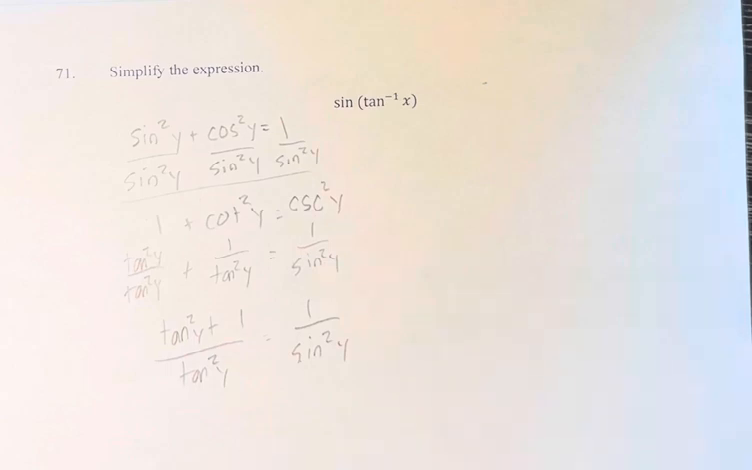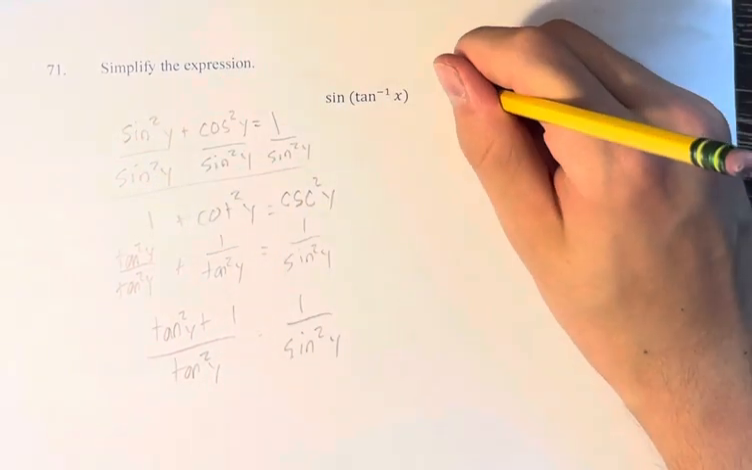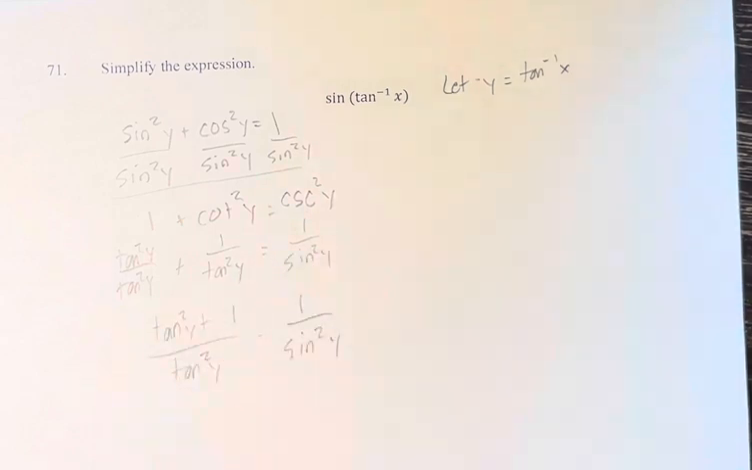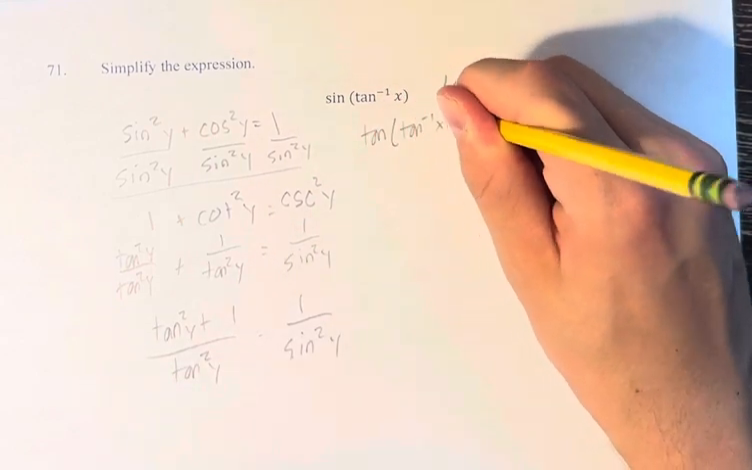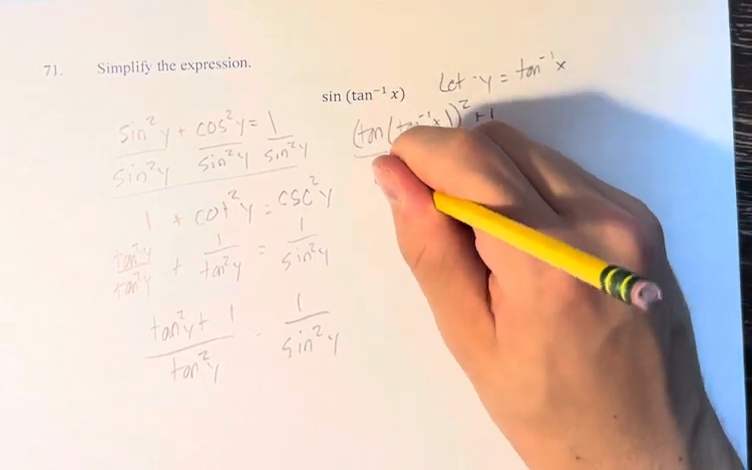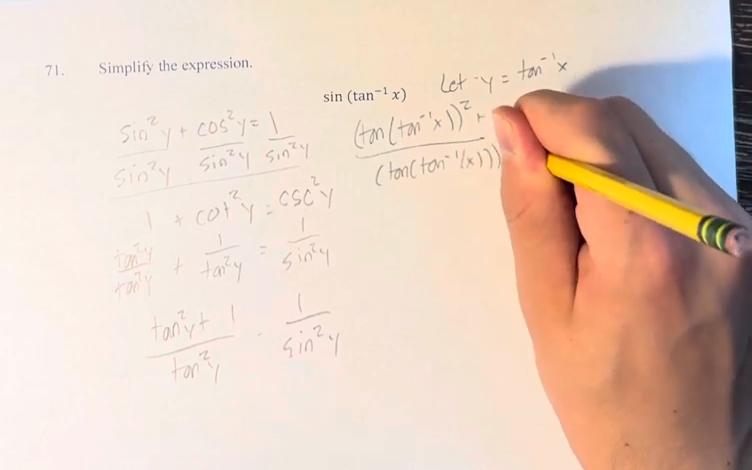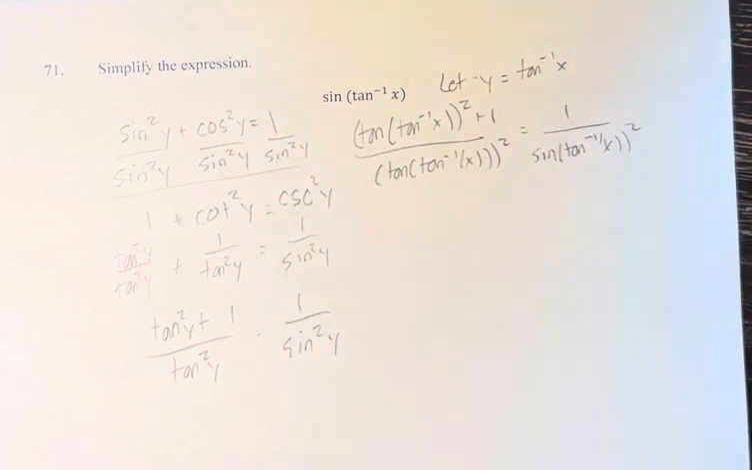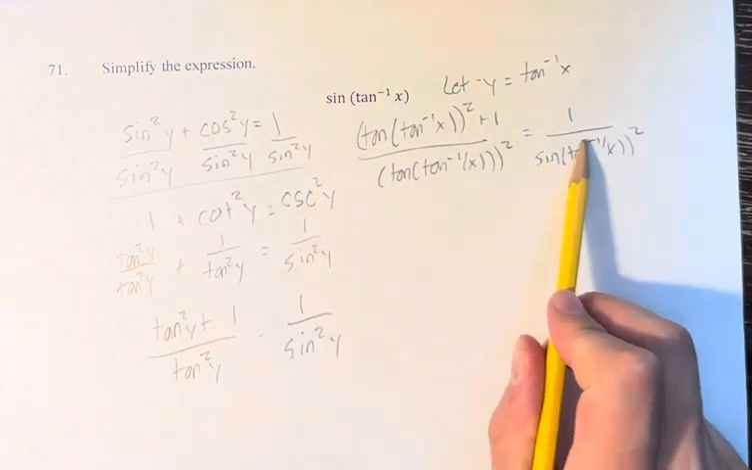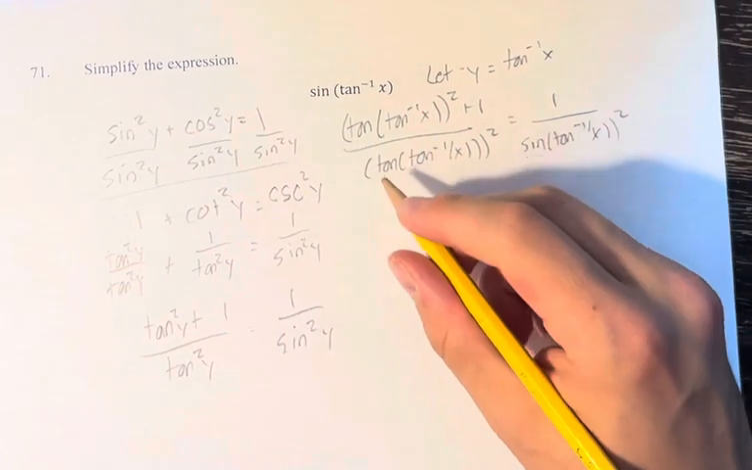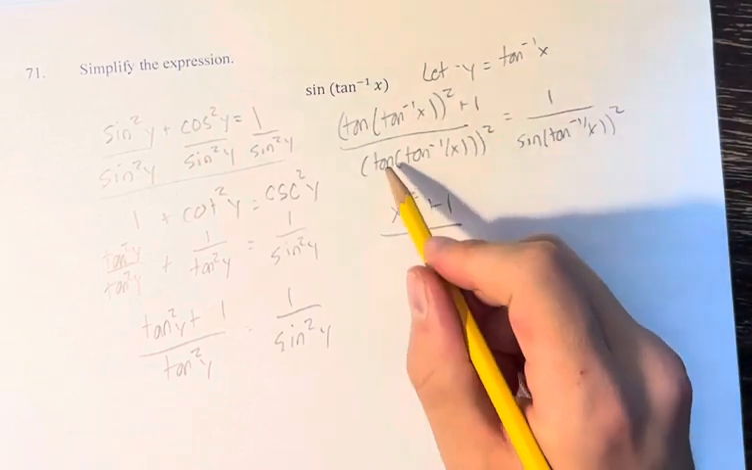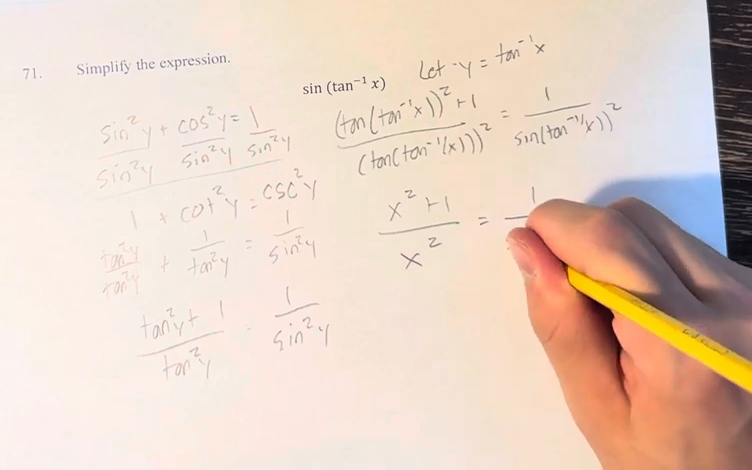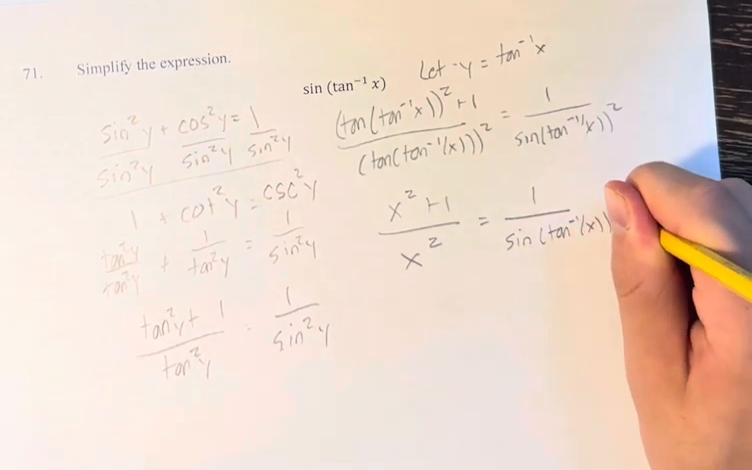Now, if we let y equal the inverse tangent of x, this turns into tangent of inverse tangent of x, squared, plus 1 over tangent of the inverse tangent of x, squared, is equal to 1 over sine of the inverse tangent of x, squared. And you can see this appears down here, and we're going to have to solve for this. Tangent of inverse tangent is just the thing itself, so x squared plus 1 over x squared is equal to 1 over sine of inverse tangent of x, squared.